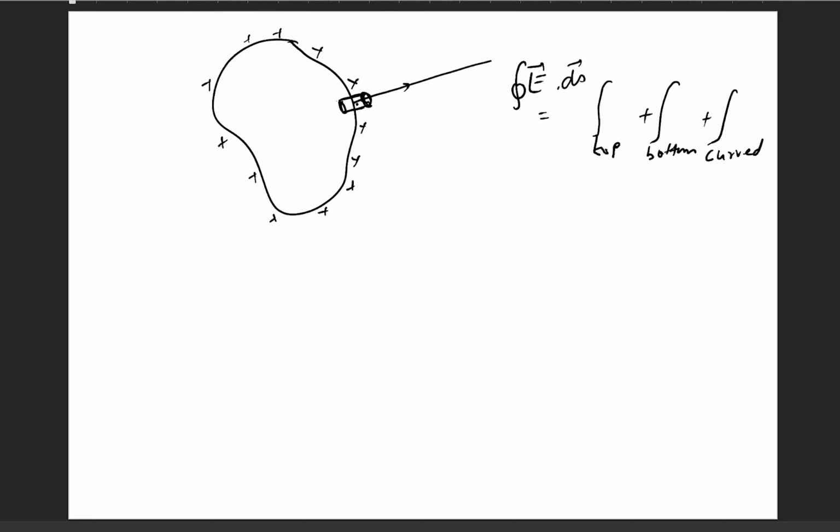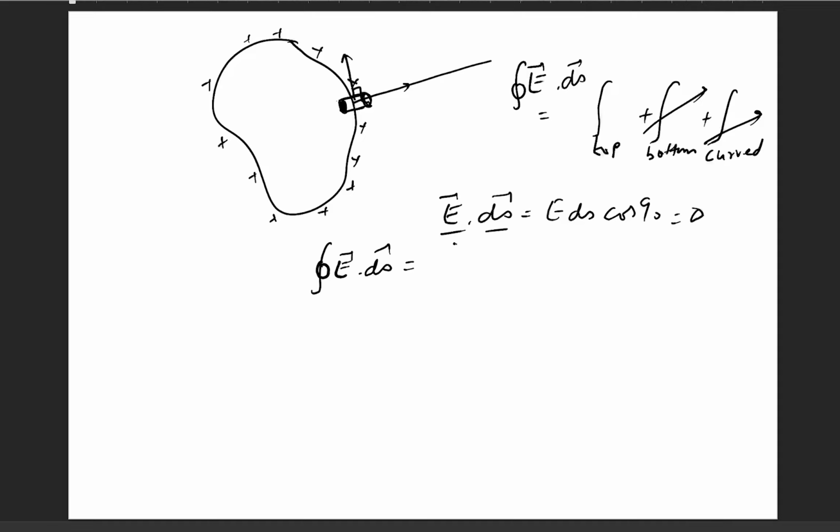Now for the curved surface, ds will be in this direction. So E dot ds for the curved surface will be E ds cos 90, equal to 0, because these both are perpendicular. So this will be 0. For the bottom surface, this field is 0 inside the conductor, and in electrostatics, E is 0 inside a conductor in steady state. So this will also be 0 because E is 0. So only thing remaining is E dot ds over the top surface.